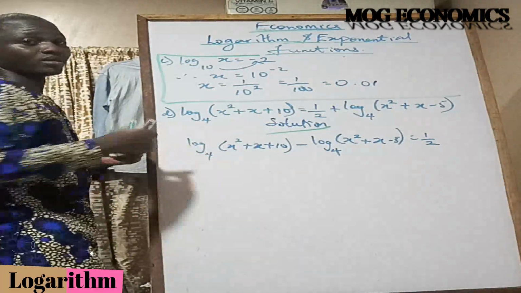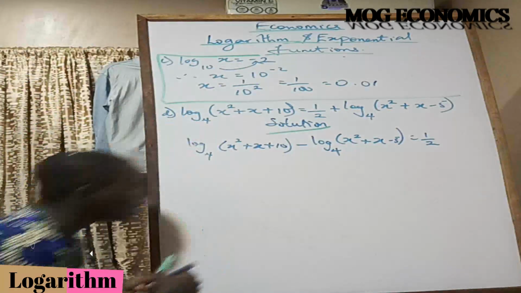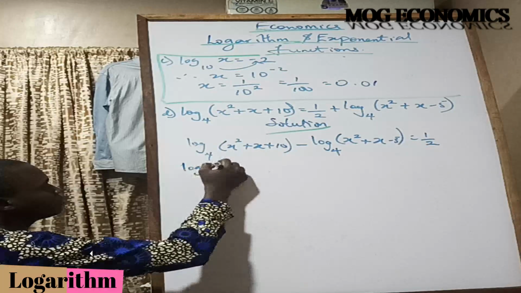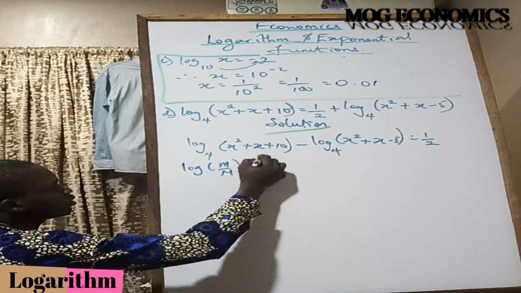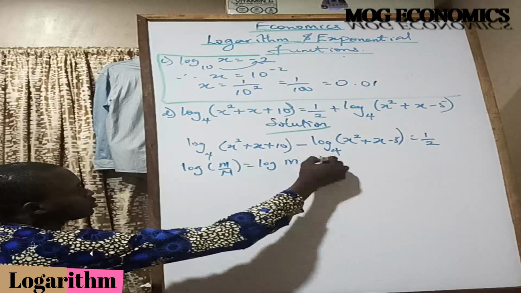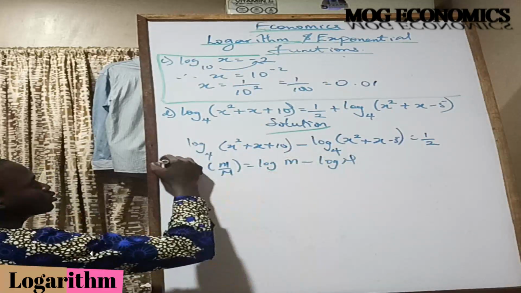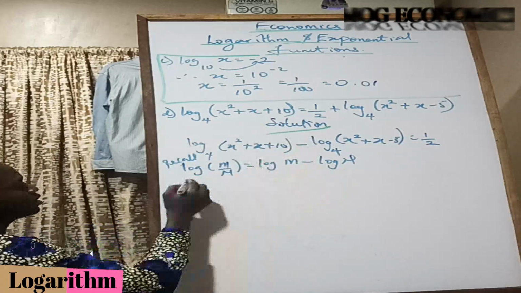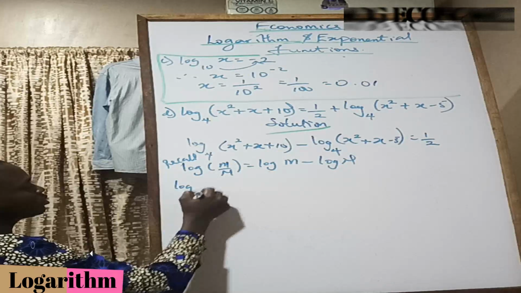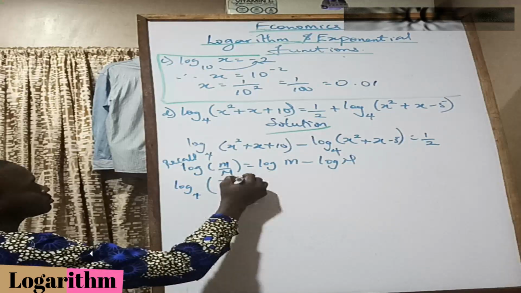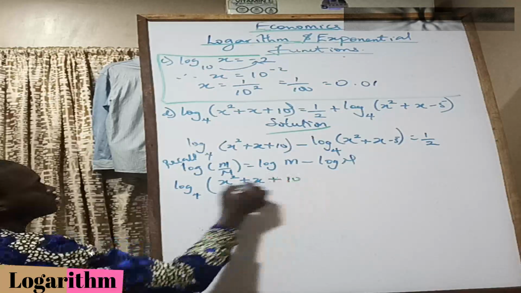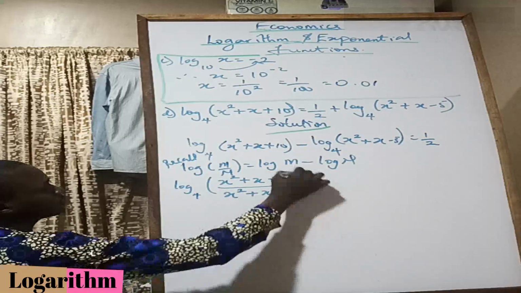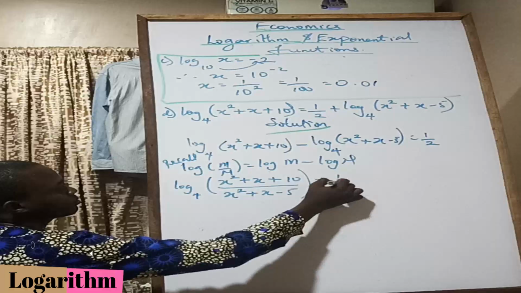So it's just looking long, but it's pretty much a simple thing. All right, so applying this rule, if you remember, log m over n equals log m minus log n, right? So let me just put a recall. So recall this rule. So how are we going to apply that here? So this is going to become log 4 into brackets x squared plus x plus 10 divided by x squared plus x minus 5 plus the whole thing, then equals half.